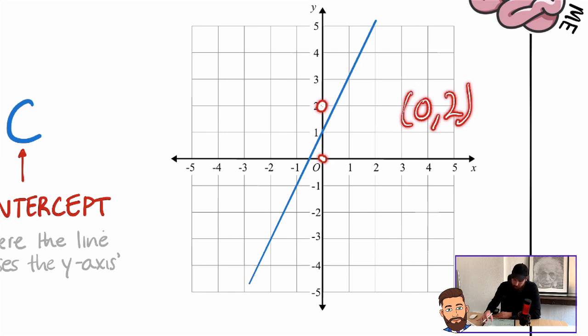Last one. We need the equation of a line that has a gradient of 2/3 and passes through the point (0, 4).